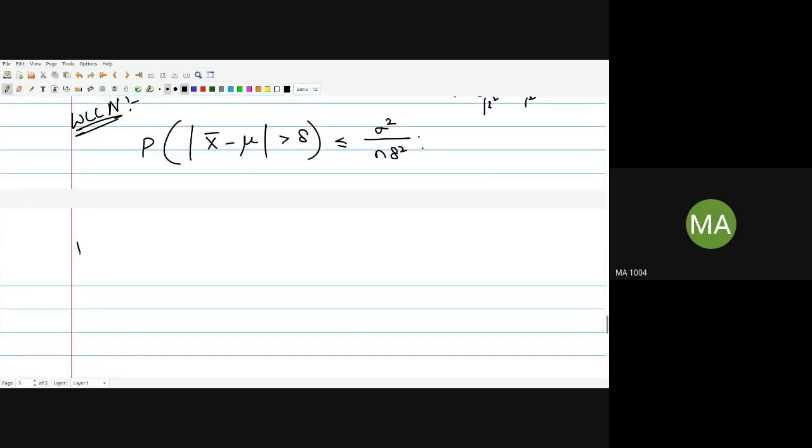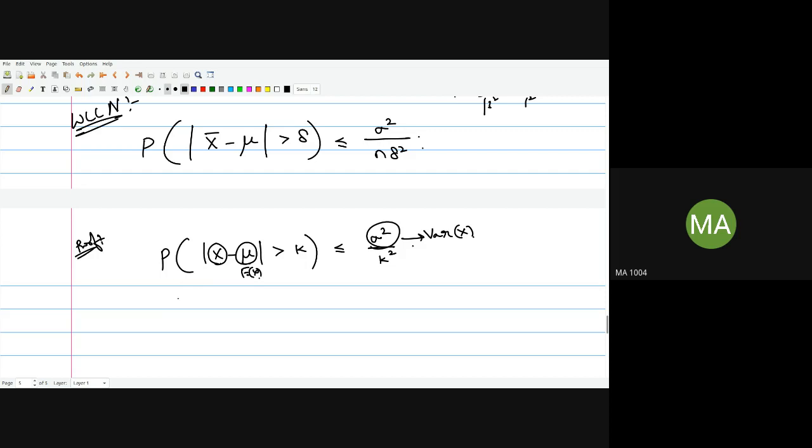So the simple proof for this, we'll discuss this proof also. If you know Chebyshev's inequality, the probability that |x minus mu| is greater than some k will be less than or equal to sigma square by k square, where sigma square is nothing but the variance of x, and mu is the expected value of x.